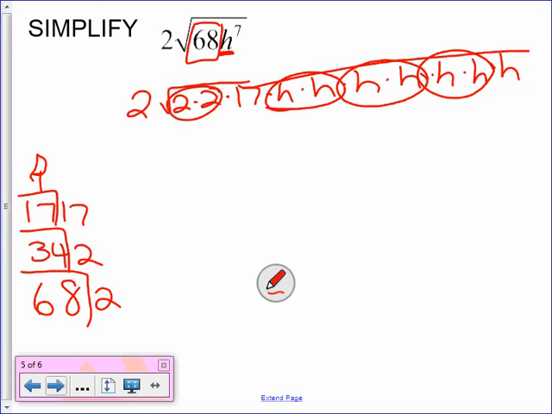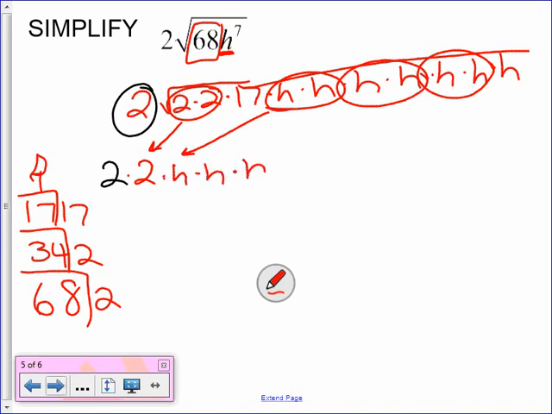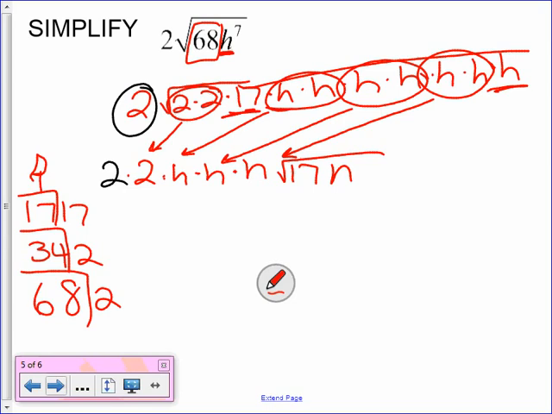Okay? So here, this 2 is already on the outside. This 2 right here is already on the outside. So I have the 2 still on the outside times this pair, 2, times this pair, h times h times h. These are these pairs. Anything that doesn't have a pair gets left inside. So the 17 and this final h gets left inside because it doesn't have any pairs. It's not allowed to leave.